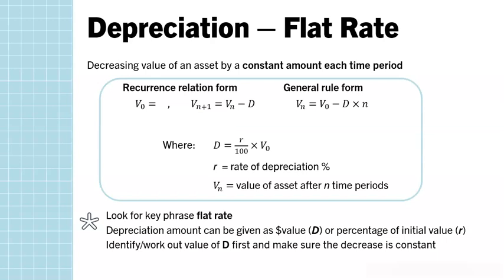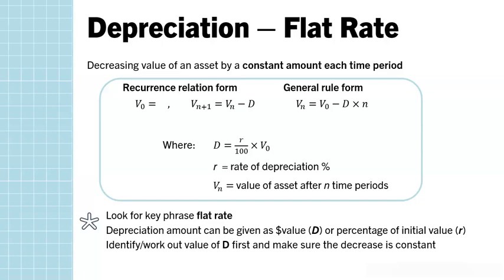So flat rate depreciation, we are talking about that constant decay. Again, our recurrence relation form and our general rule form are the same as what we looked at for general linear decay. When we're calculating that value of D, once again, we quite often are given that as a rate of depreciation, and it will be clearly stated to you that they are using the flat rate method, or that the rate is a percentage of the initial value. So you want to be looking for those key phrases in the question so that you can identify that you are using this form of depreciation.